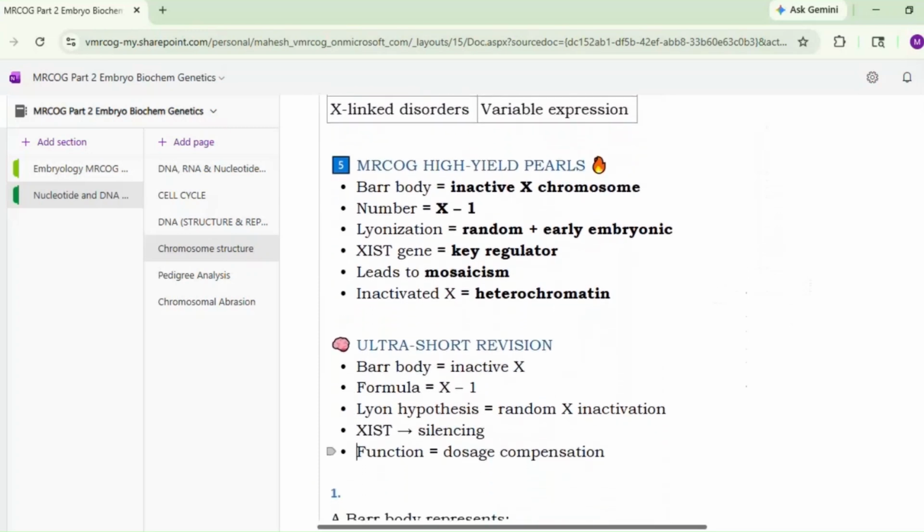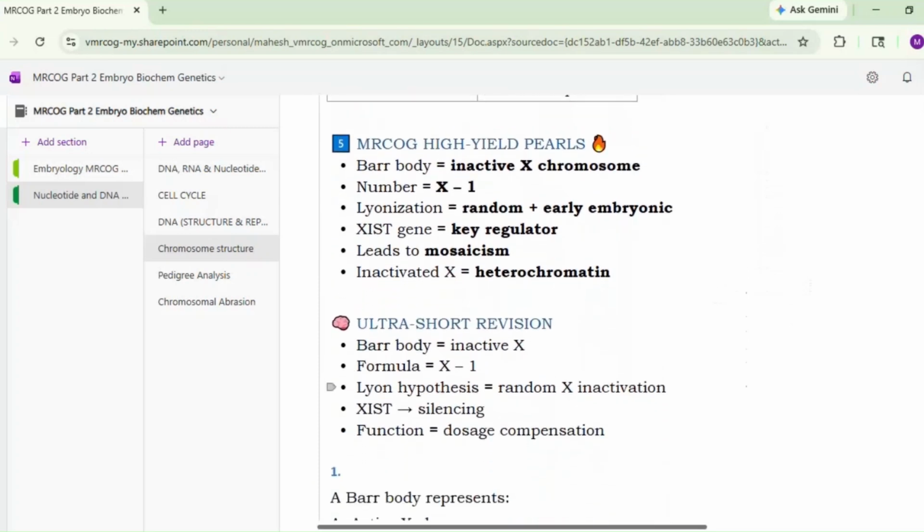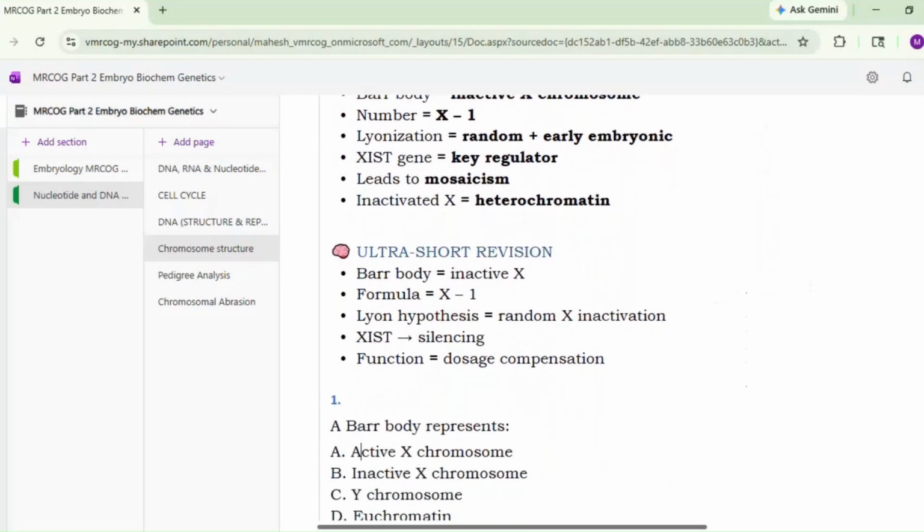Okay, so the Barr body is the inactive X, formula is X minus 1. The Lyon hypothesis is random X inactivation, and XIST leads to silencing of one X, and the function is dosage compensation.